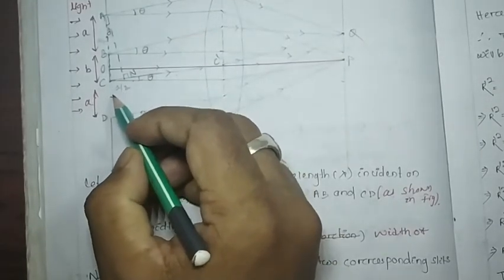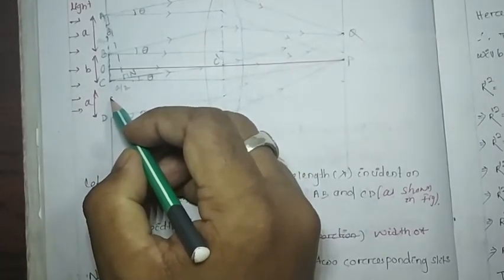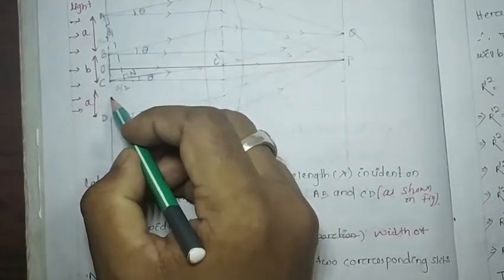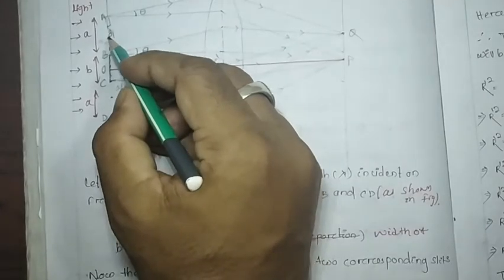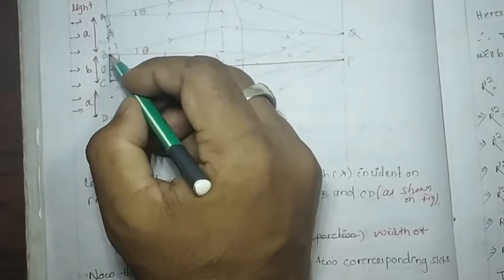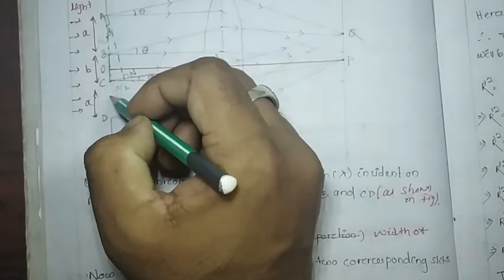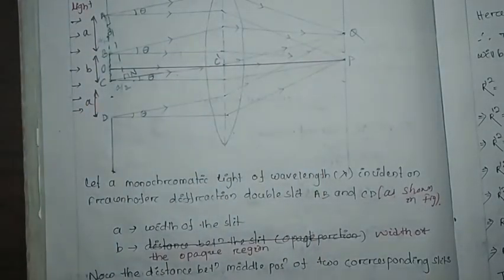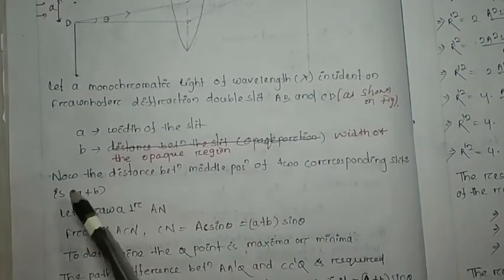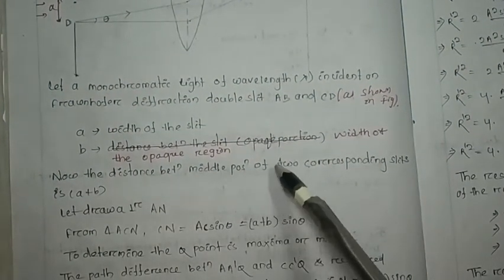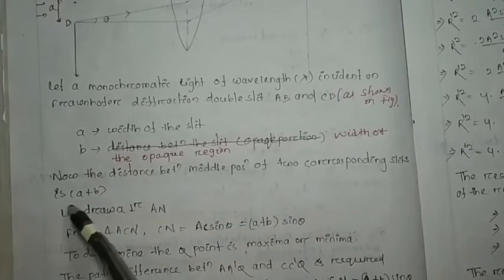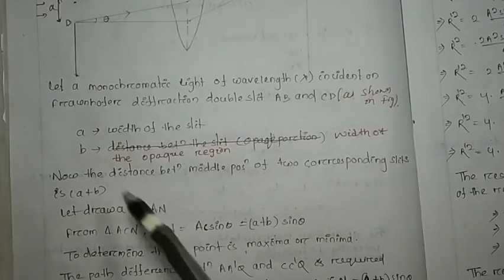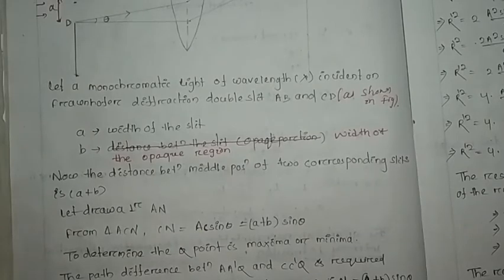So the distance between the middle points of the two slits, from here to here, will be a by 2 plus b by 2. That means a plus b. That is the same thing that has been written: the distance between the middle positions of the two corresponding slits is a plus b. Let a perpendicular AN be drawn as shown in the figure.